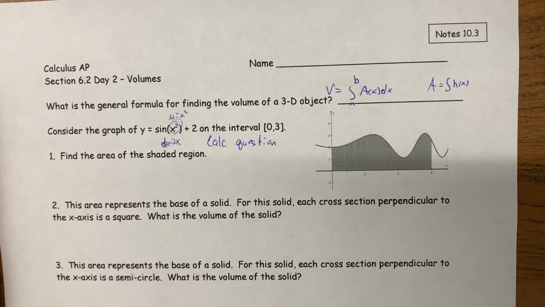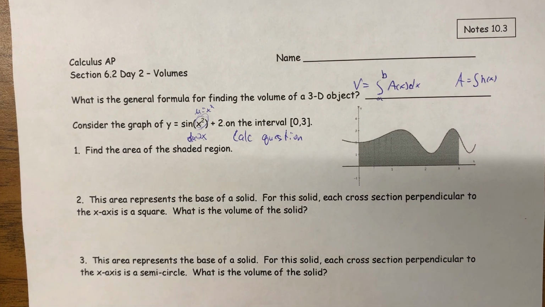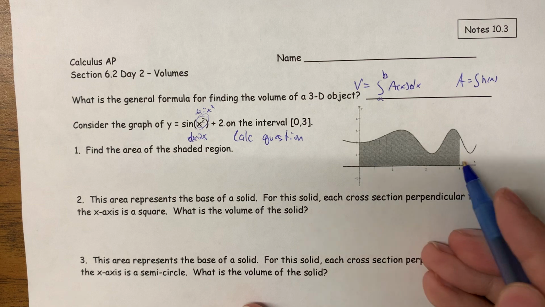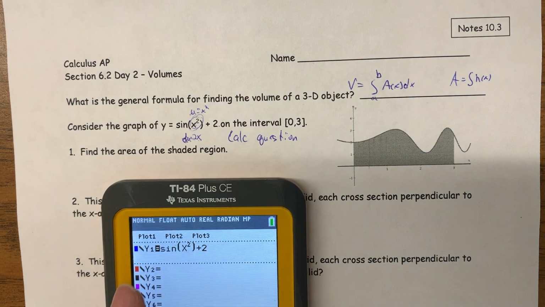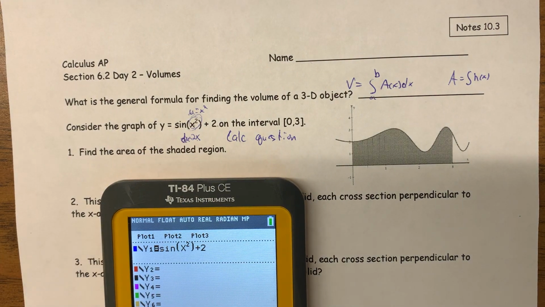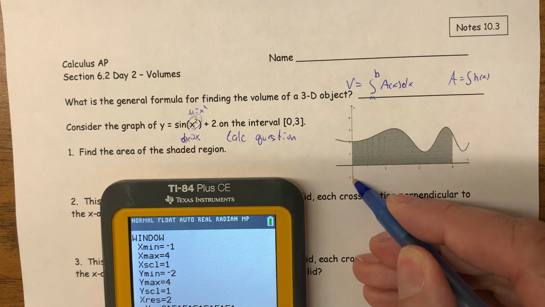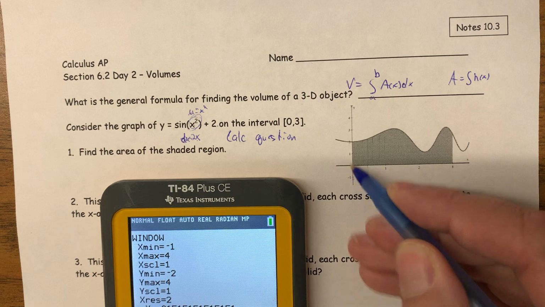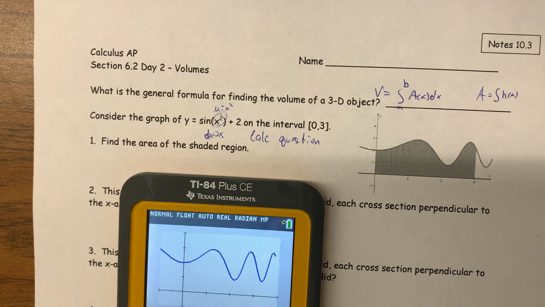So you need a calculator, and our first few questions are questions that you should be able to do from our previous classes. Let's start with finding the area of the shaded region. Hopefully you started by putting y equals sine of x squared plus 2 into your calculator. We know the window is going from 0 to 3, so I usually set mine to go from -1 to 4, a little bit before it till a little bit after. So the y min is -1 and the y max is 4, and then you can get a really nice picture of what's going on.